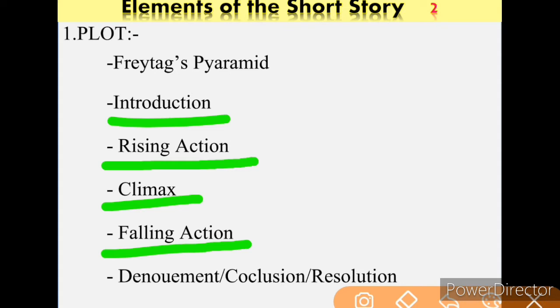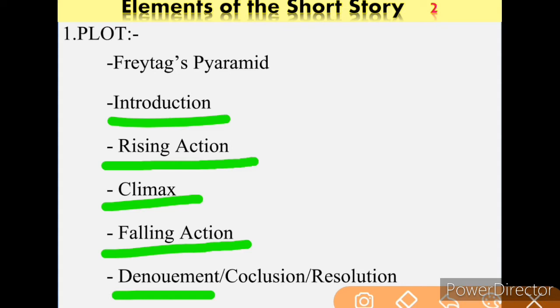The events that occur here begin to resolve the conflict. And denouement. Denouement is actually a French word which means conclusion or resolution. So here we come across the conclusion. This is the final outcome of the story. This part follows quickly after the climax and provides the last pieces of information for the reader.